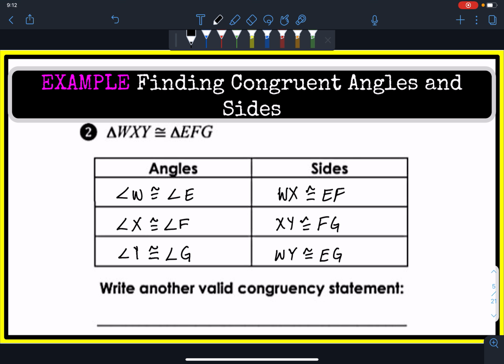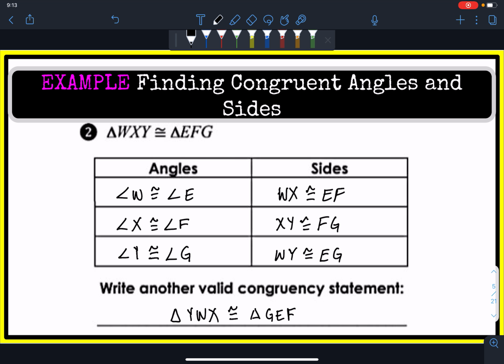And another valid congruency statement, again, would be if I name the first triangle, instead of naming it WXY, I name it YWX, for example. If I name it like that, then the other triangle would have to be named G, because Y corresponds to G. W corresponds to E, so E would have to be second. And X corresponds to F, so F would have to be at the end.